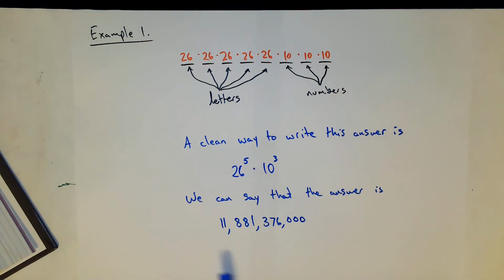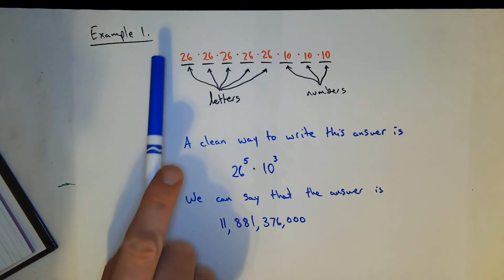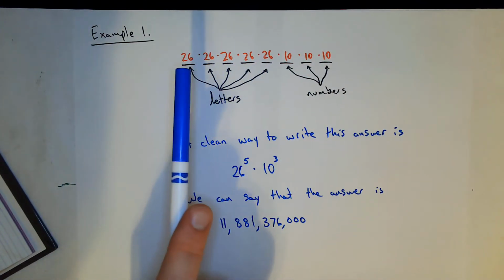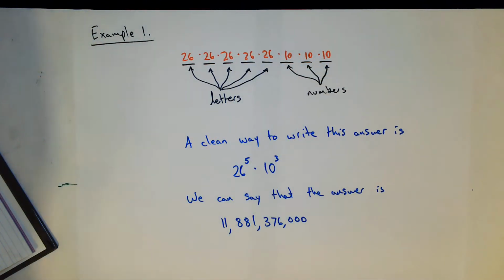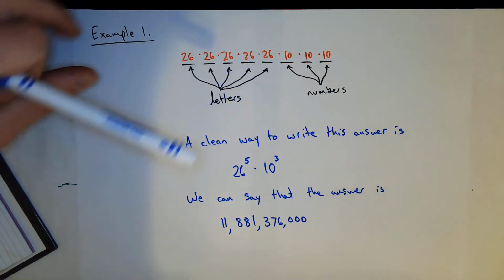This is if you actually computed it. This is also a legitimate way to write the answer, just 26 times 26 times 26 times 26 times 26 times 10 times 10 times 10. That's fine. I mean, all of these are the same number, right? It's just different ways to write it. Now, example 2.